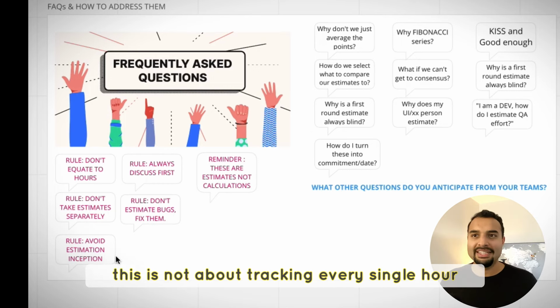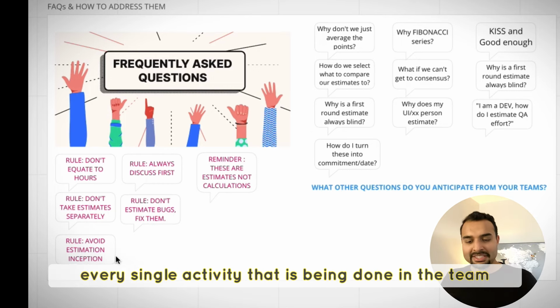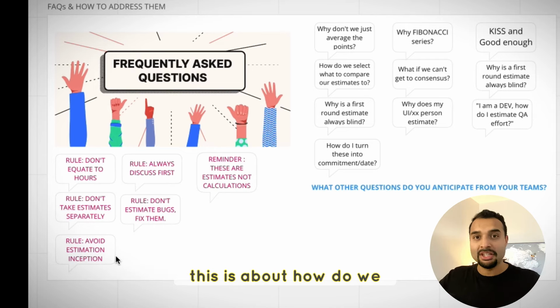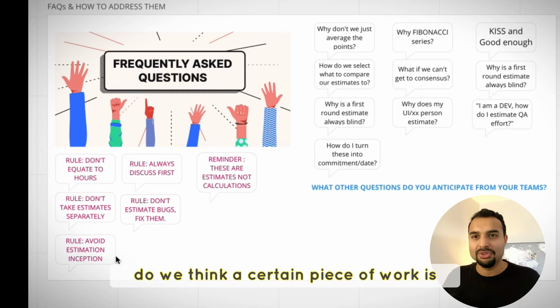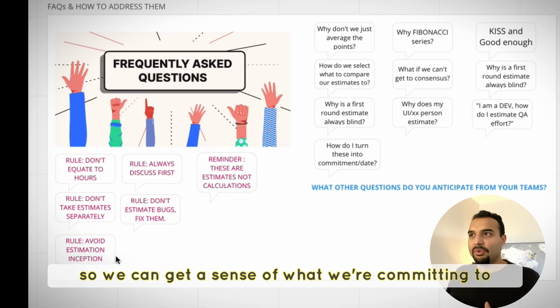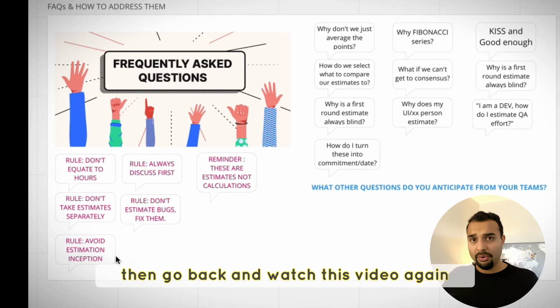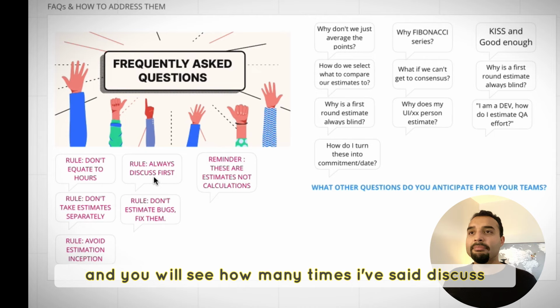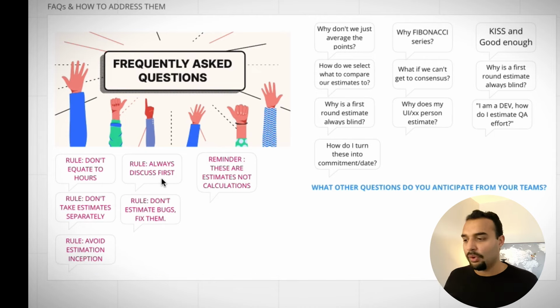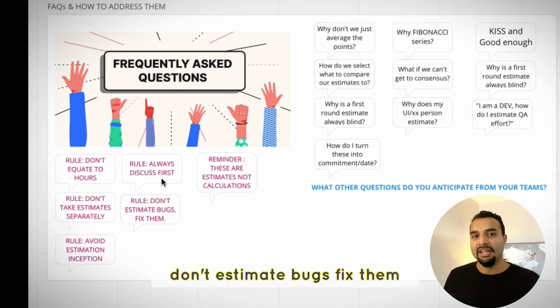This is not about tracking every single hour, every single activity that is being done in the team. This is about how much more or less complex we think a certain piece of work is, so we can get a sense of what we're committing to. Rule: always discuss first. Discussion is key. If I haven't said that enough, then go back and watch this video again and you will see how many times I've said discuss.